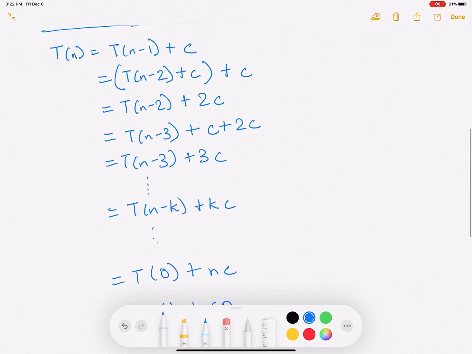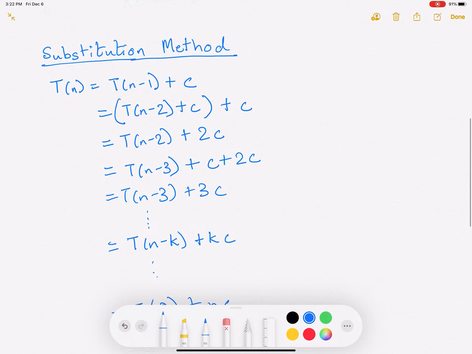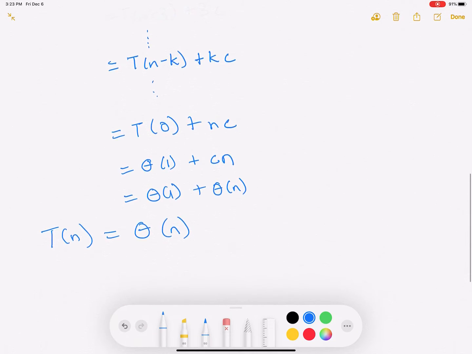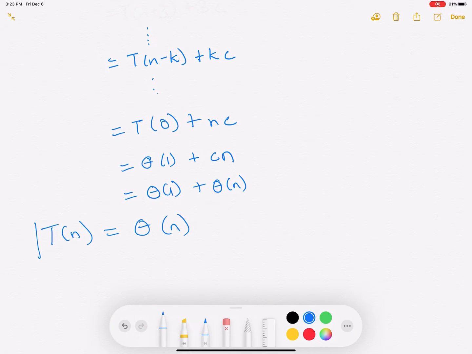So here we studied the substitution method where we kept substituting T(n) with T(n minus 1) first, then T(n minus 2), and so on and so forth. And finally we got T(n) as theta of n.